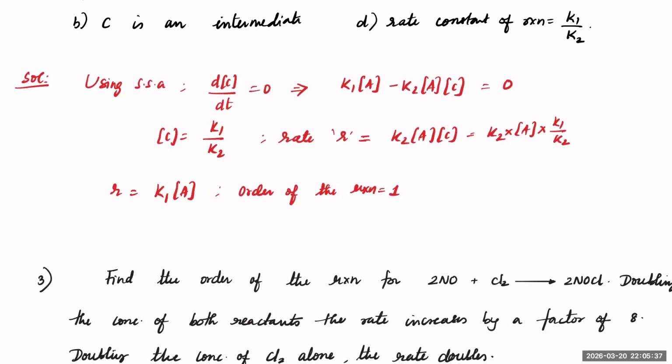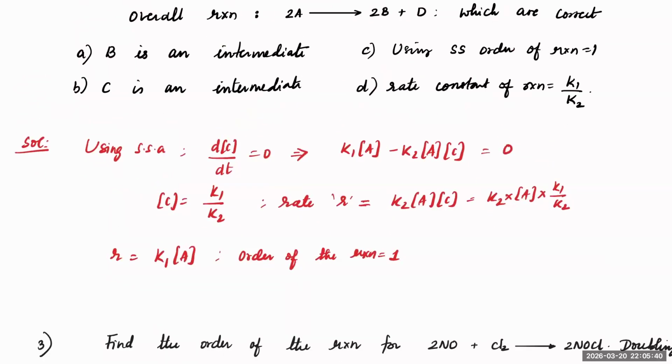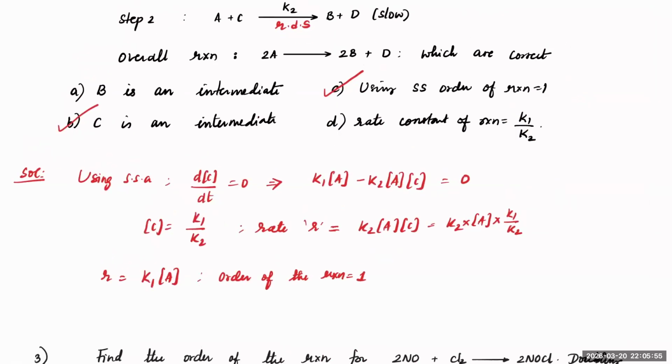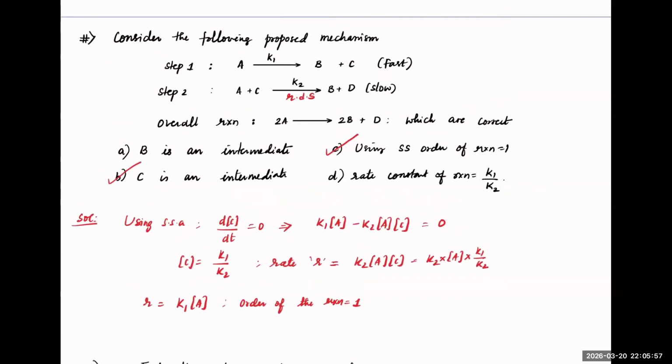Clear? So check out, is B an intermediate? No, this is incorrect. Using this, we got the order as 1. This is correct. C is an intermediate, which is also correct. Overall rate of the reaction is only K1 and not K1 by K2, so this one is also wrong. So you can see B and C are the correct answers in this case.